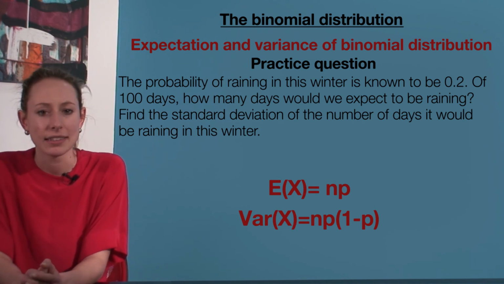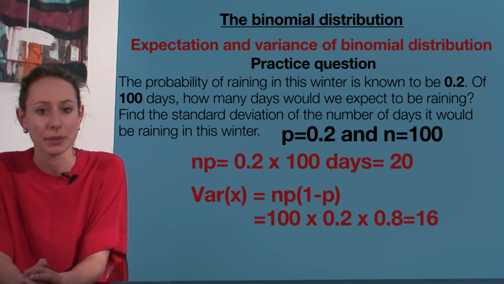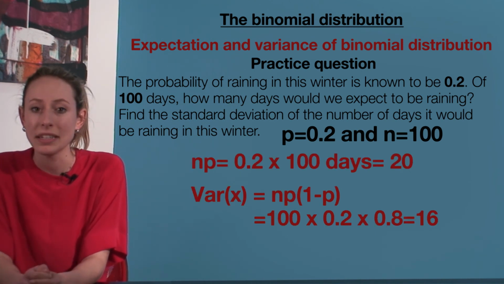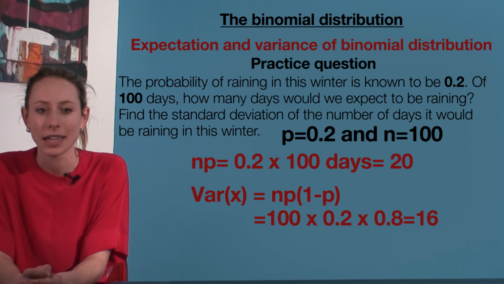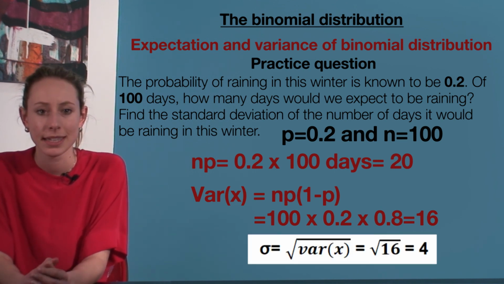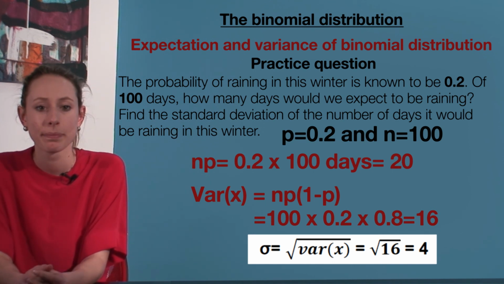The number of rainy days is a binomial random variable, with the parameters p equals 0.2 and n equals 100. We can expect that the expected value is np, so 0.2 times 100 days, which means 20 days will be rainy. The variance is np times 1 minus p, which is 100 times 0.2 times 0.8, which gives us 16. Hence, the standard deviation, which is the root of the variance, is root 16, which is 4.